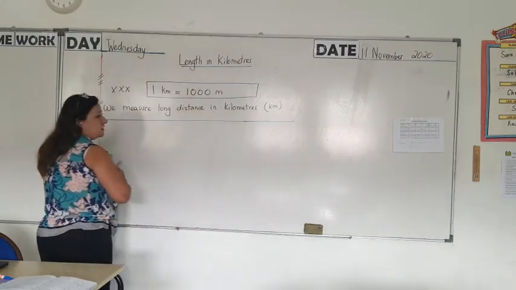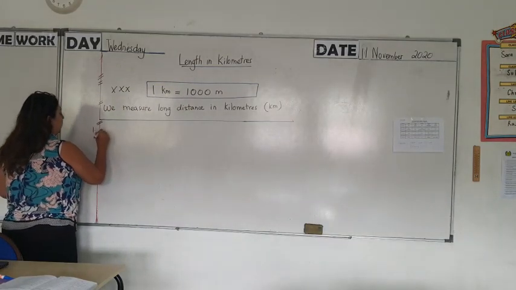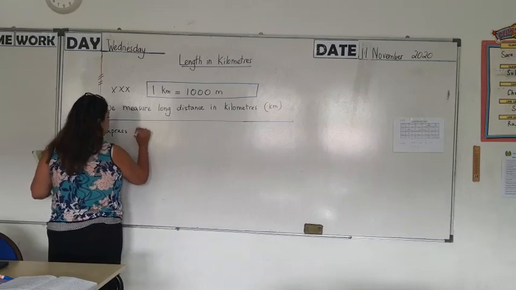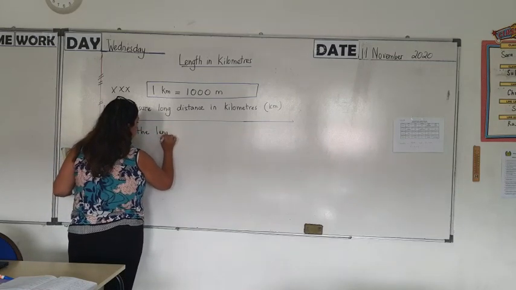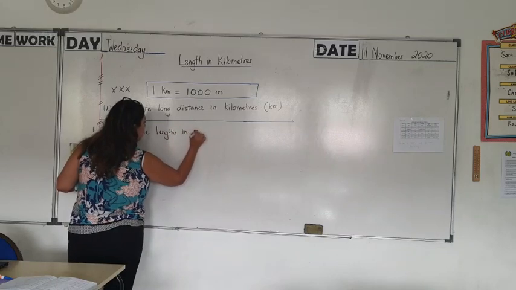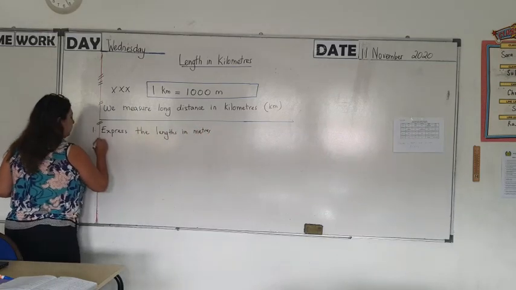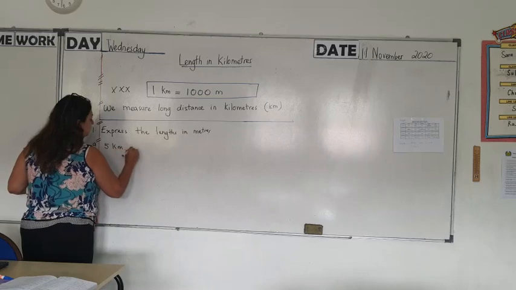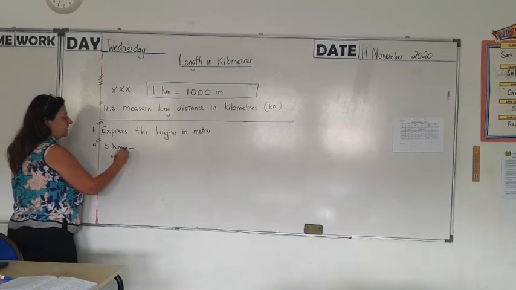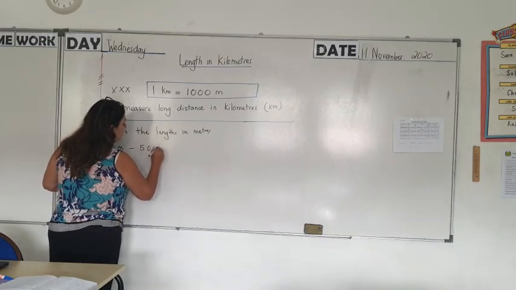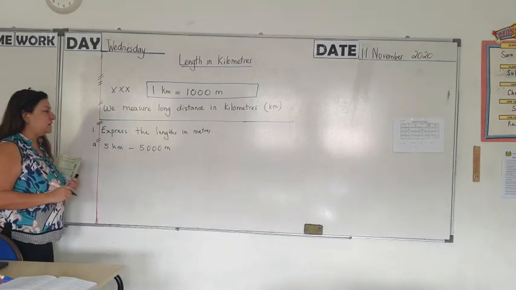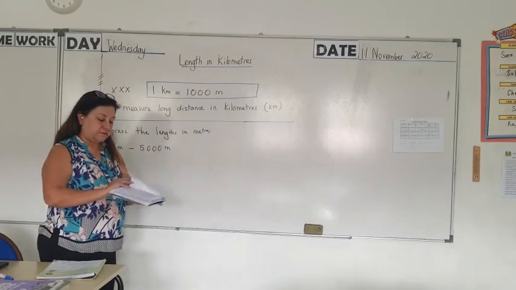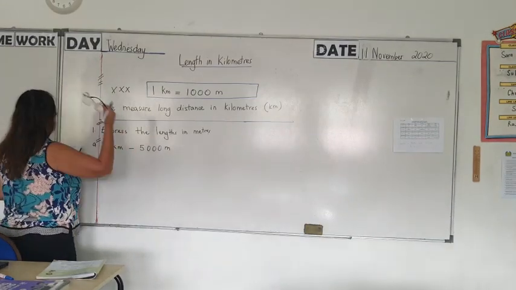Alright, so let's do number 1. Leave a line. You can continue on the same page. Leave a line and write down: Express the lengths in meters. Leave a line, A. Now, if 1 kilometer is 1000 m, 5 kilometers will be 5000 m. Please make sure you write one number in one box. There's lots of space. Write one number in one box.